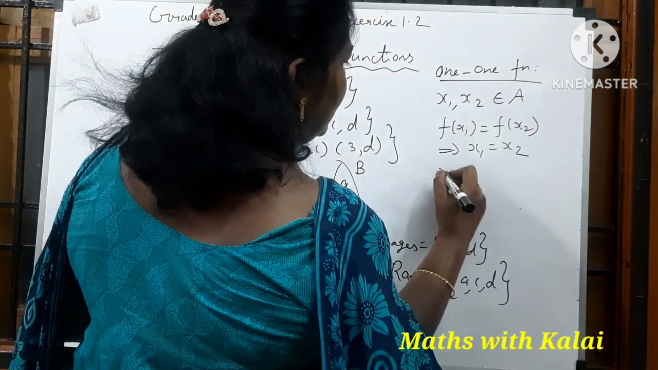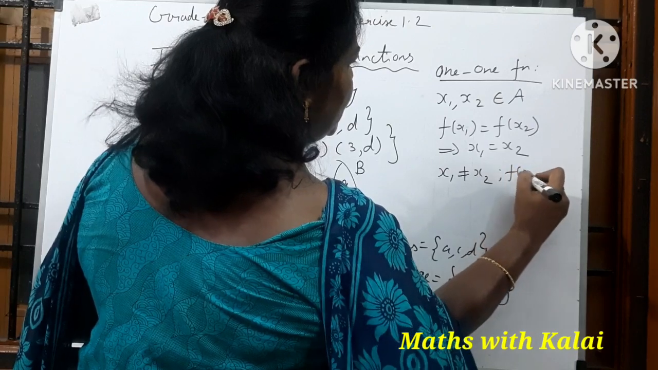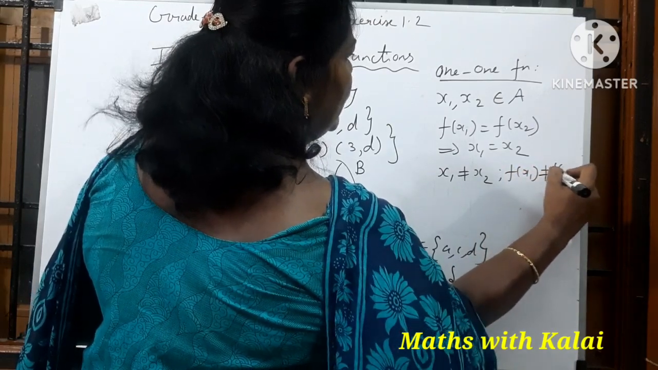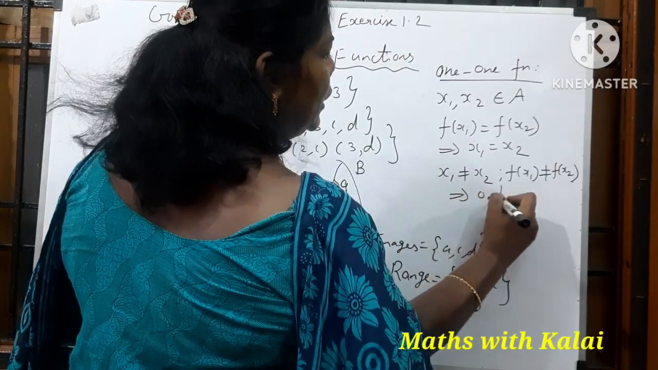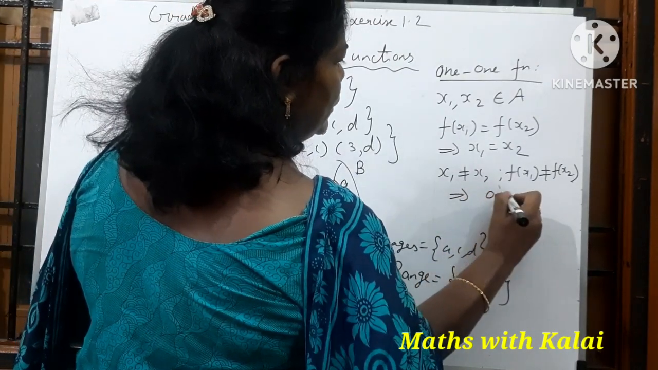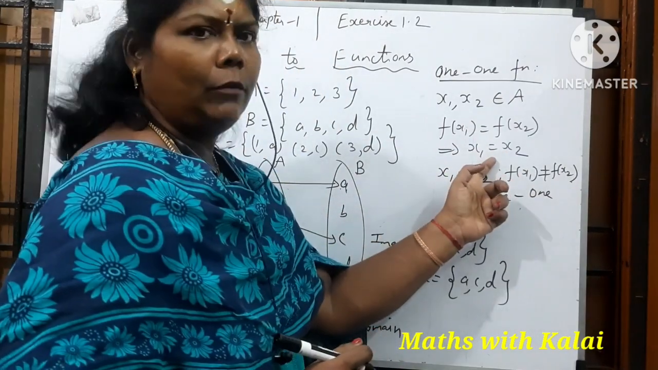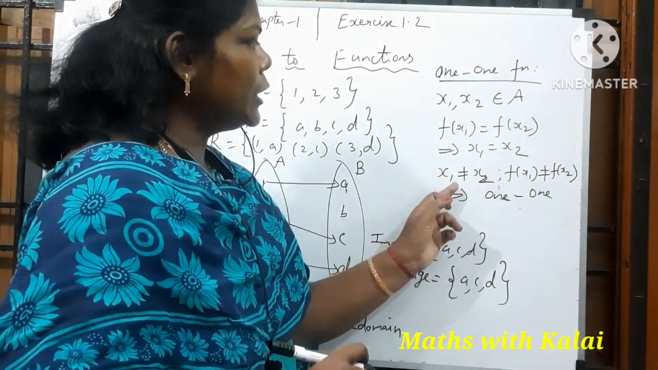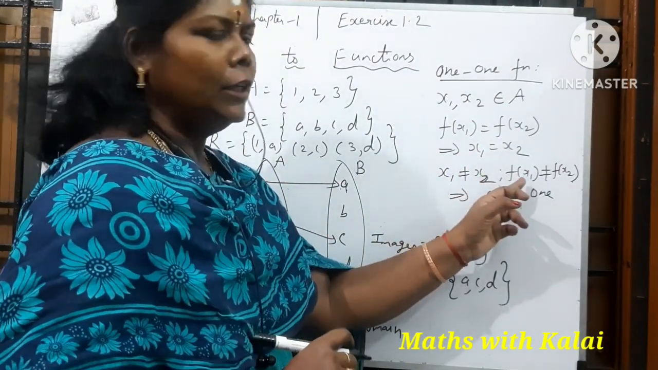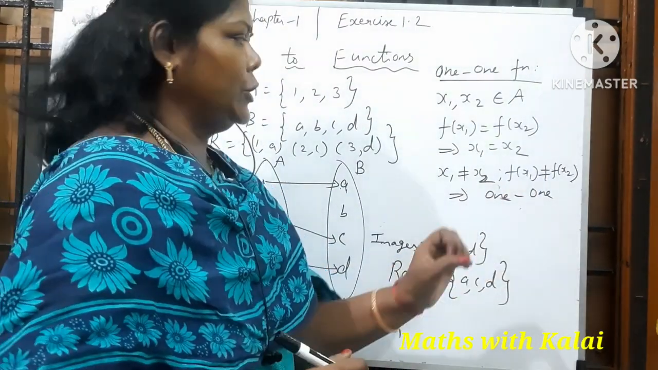Okay, whenever x1 is not equal to x2, and the value of f of x1 is not equal to f of x2, in that case also you can say that this function is one to one. So when x1 and x2 are equal and f of x1 equals f of x2, it is one to one; and when x1 is not equal to x2 and f of x1 is not equal to f of x2, it is still called a one to one function.